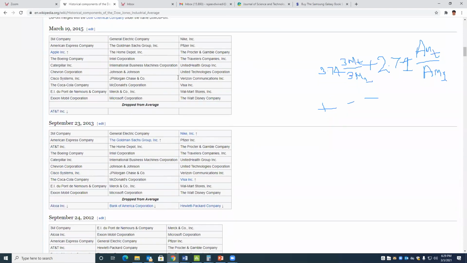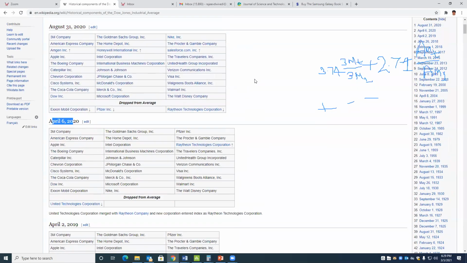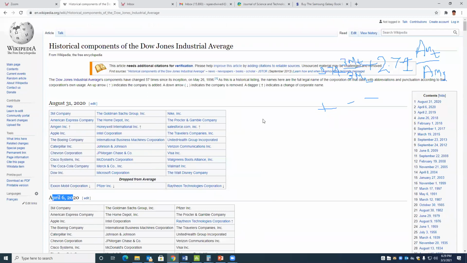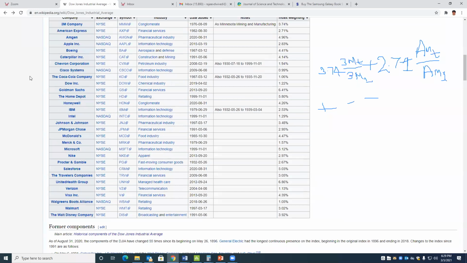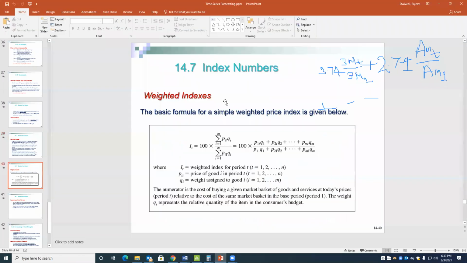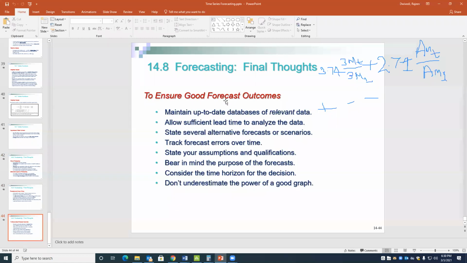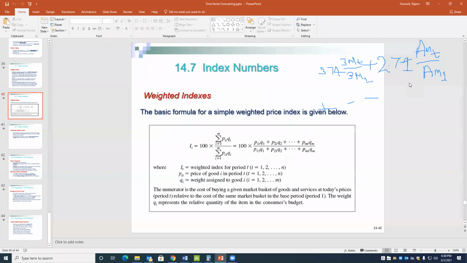So similarly, you can calculate any index, or you can make your own index for doing any research. So this is our index number that we get from different sources. I just explained the weighted index. This is just what I wanted to cover today. I don't have anything extra.